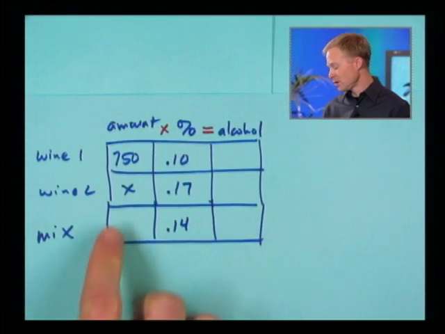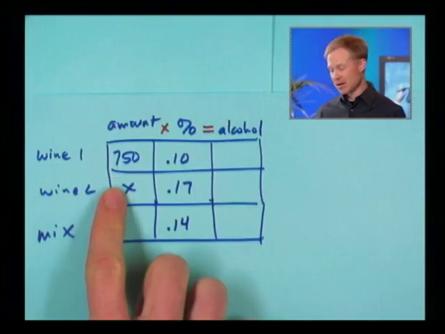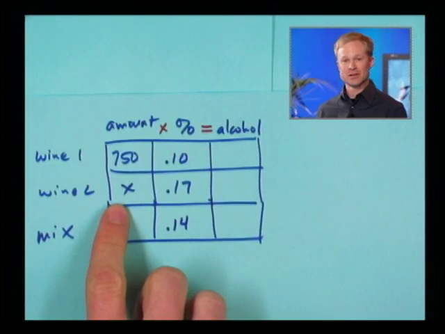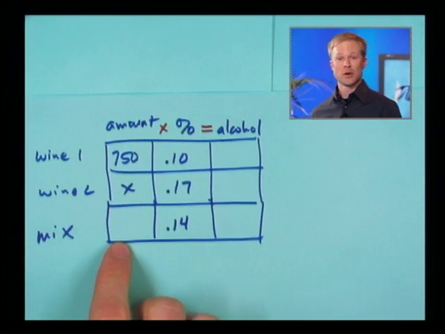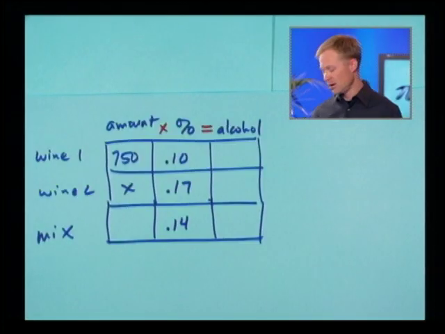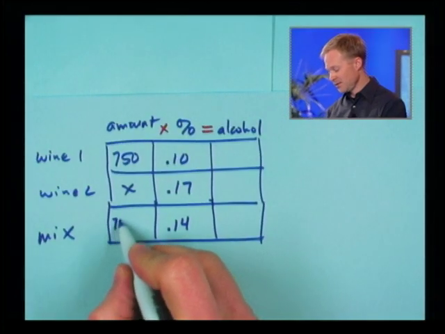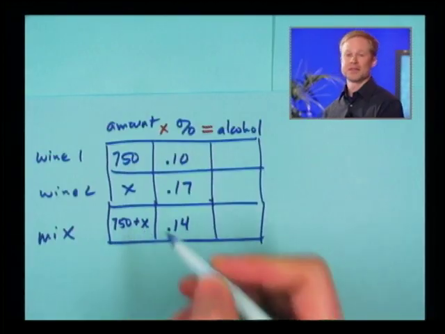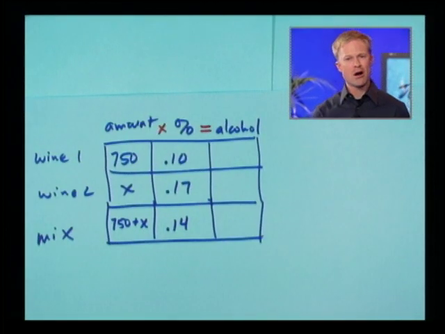sense here. If you have 750 milliliters and you have X more milliliters, and we don't know how much X is, but still we're going to put this all together, then the combined amount is just going to have to be 750 plus X. Okay, how about that third column there?